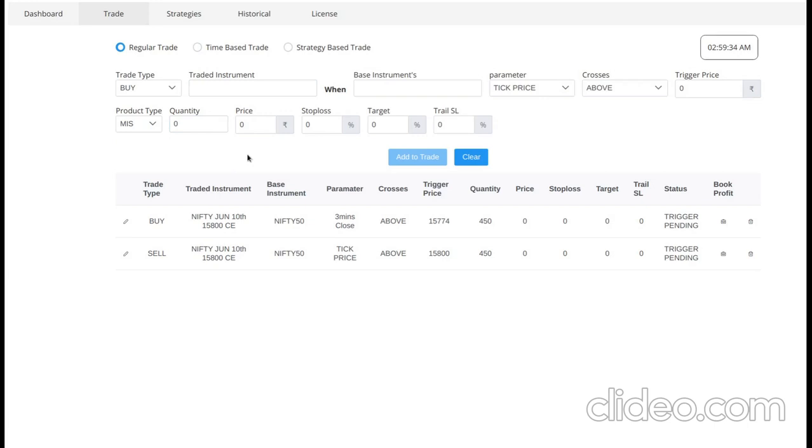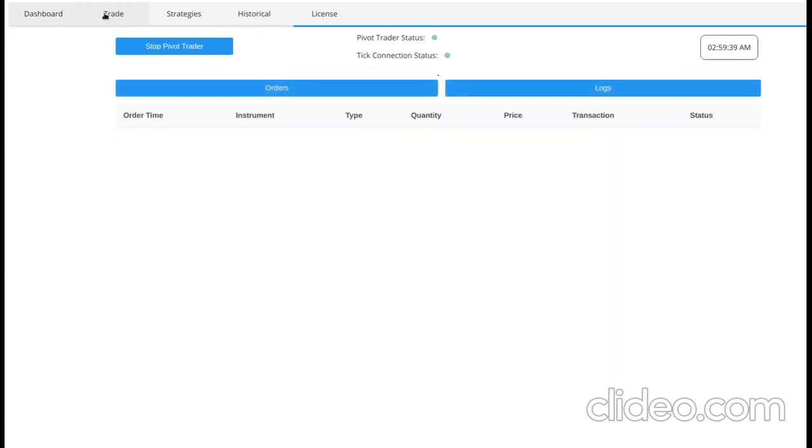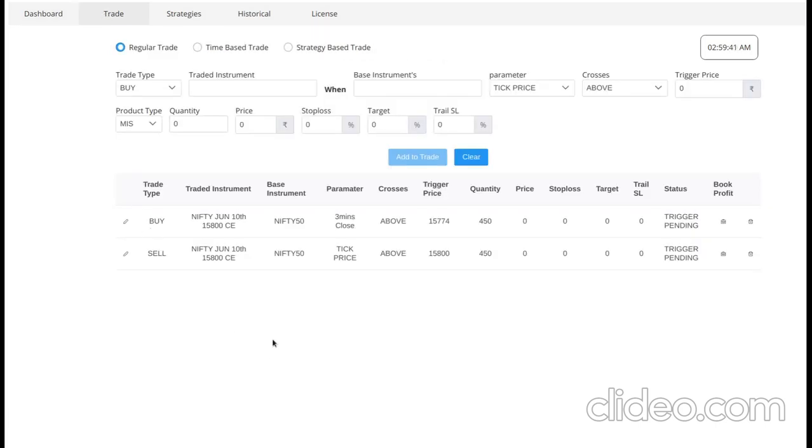So this is one of the important features which we wanted to show you guys. And in the next 10 minutes, I will show you a demo of how the software performs.